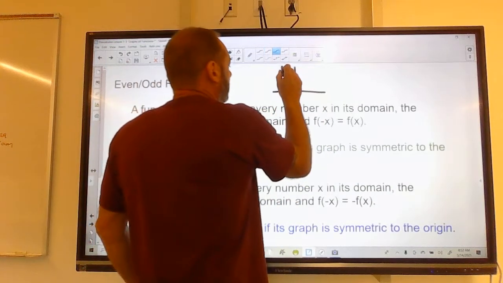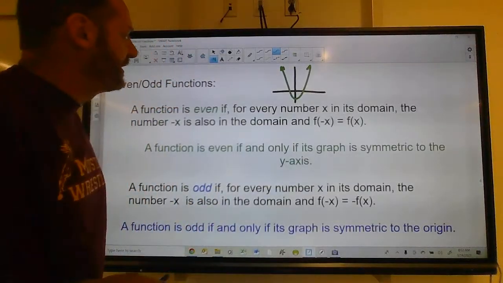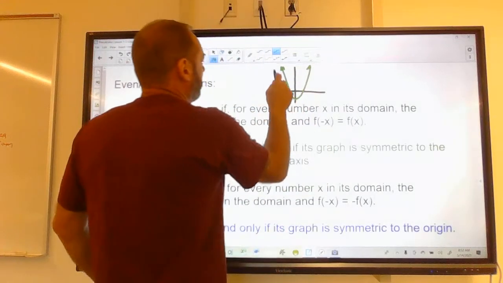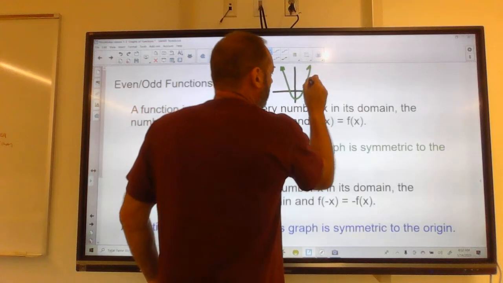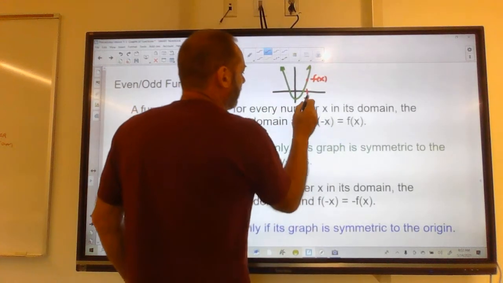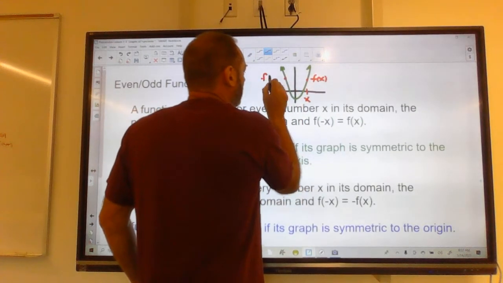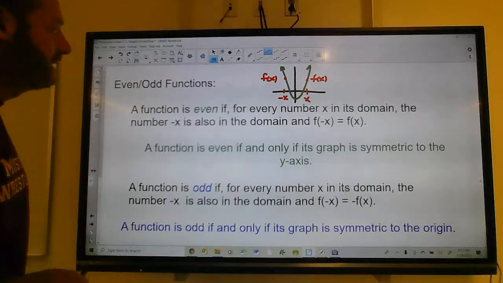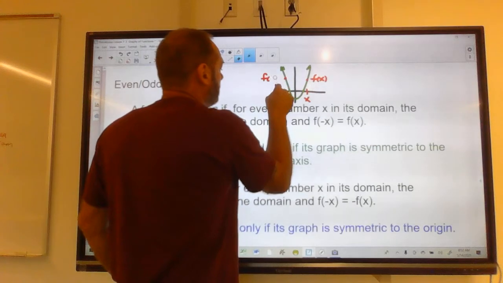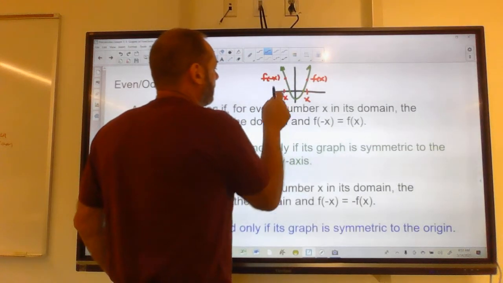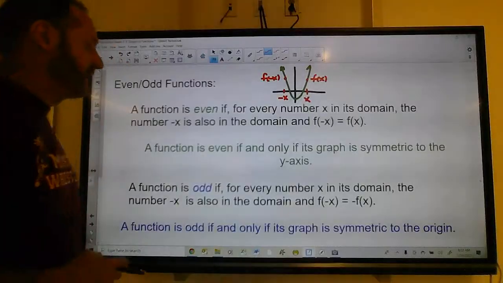Let's look at a parabola, because parabolas tend to be even. All right, here's a nice parabola. It's symmetric to the y-axis right here. So what does this mean? Well, if I go out here to x, here's x, and here's f of x. And if I go to negative x, that would be right here. Well, I get f of x again. So f of negative x is right here. These two are the same value, so you can see f of negative x is equal to f of positive x.